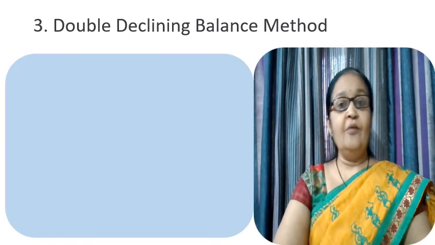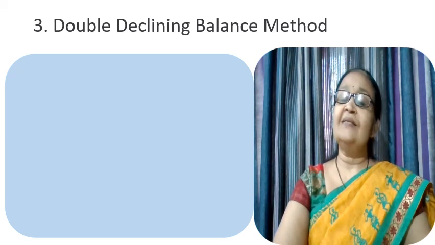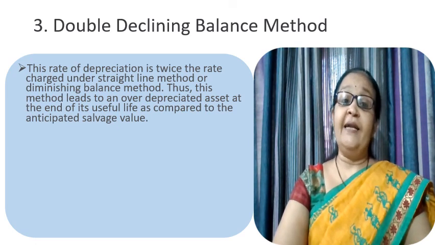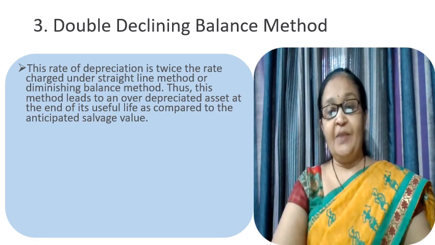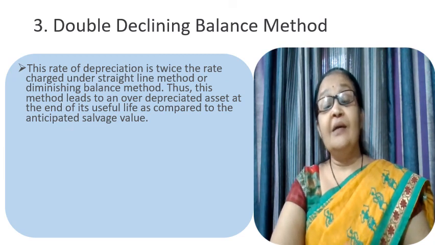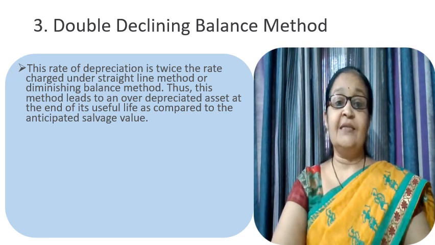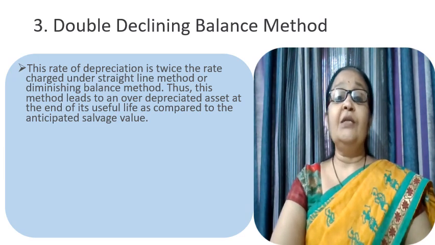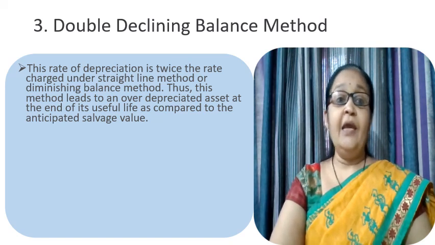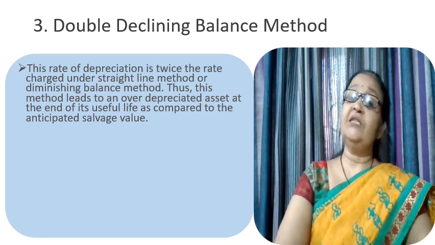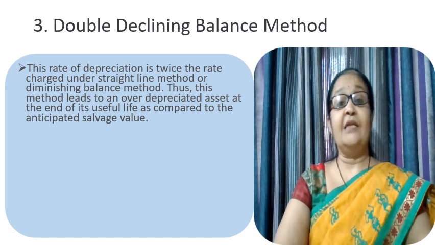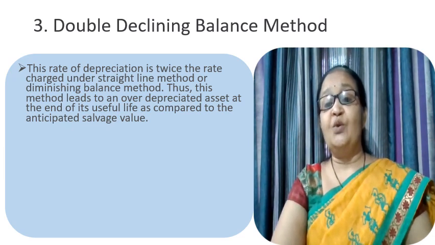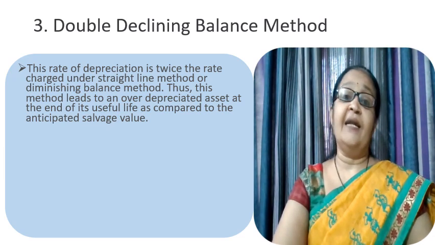The third method of depreciation which we are going to discuss is the double declining balance method. This is a mix of the straight line and diminishing balance methods. Thus, depreciation is charged on the reduced value of the fixed asset at the beginning of the year under this method. This is just like the diminishing balance method. However, a fixed rate of depreciation is applied just as in the case of the straight line method. This rate of depreciation is twice the rate charged under the straight line method.